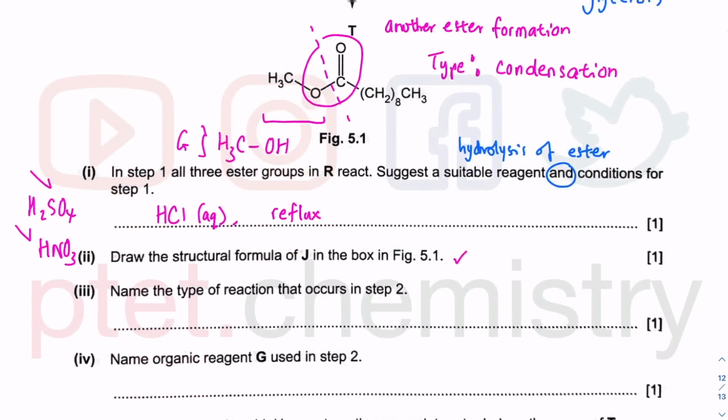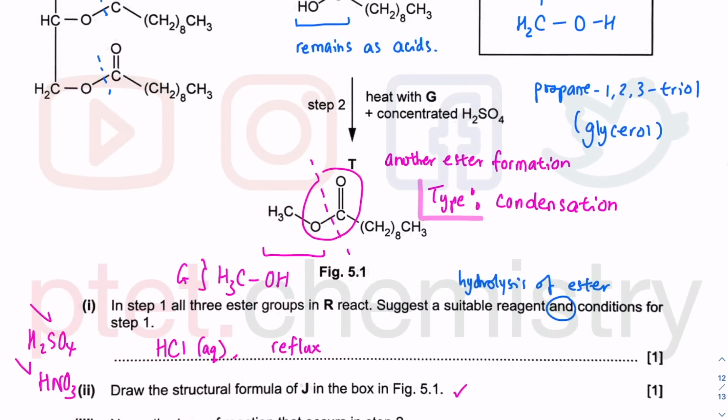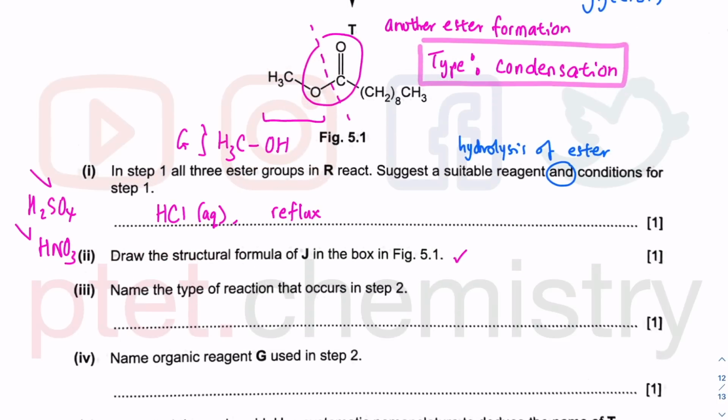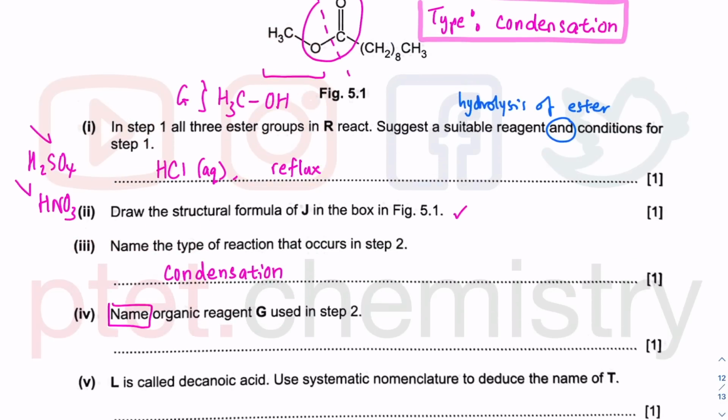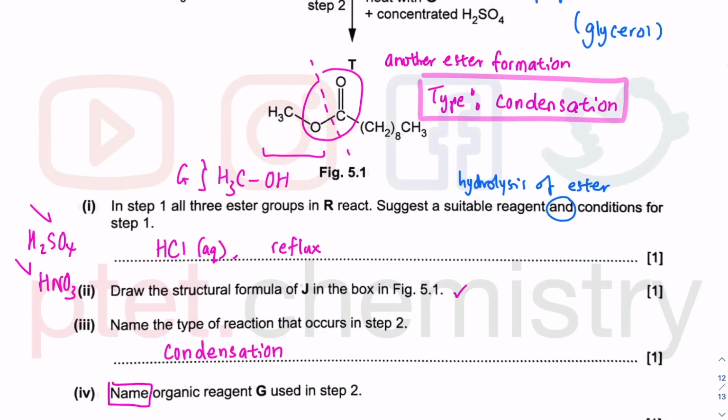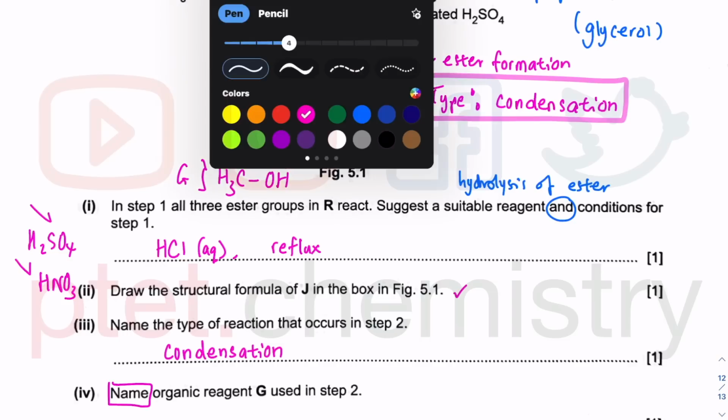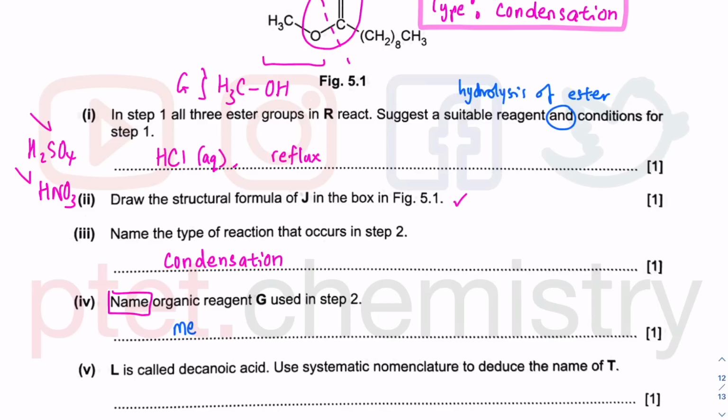Name the type of reaction in step 2. I was very specific that the type of reaction is stated in the AS introductory organic chemistry syllabus. It never mentioned esterification, but condensation is actually one type of reaction as stated in the introductory organic chemistry on the various types of reaction there. Now name the organic reagent G. They wanted the name. I have identified it by the formula where I cut off the ester, I hydrolyze the ester there, and therefore this is my CH3OH. It's a 1-carbon alcohol, so this is called methanol. If you write the formula, it cannot be accepted because they wanted the name there.